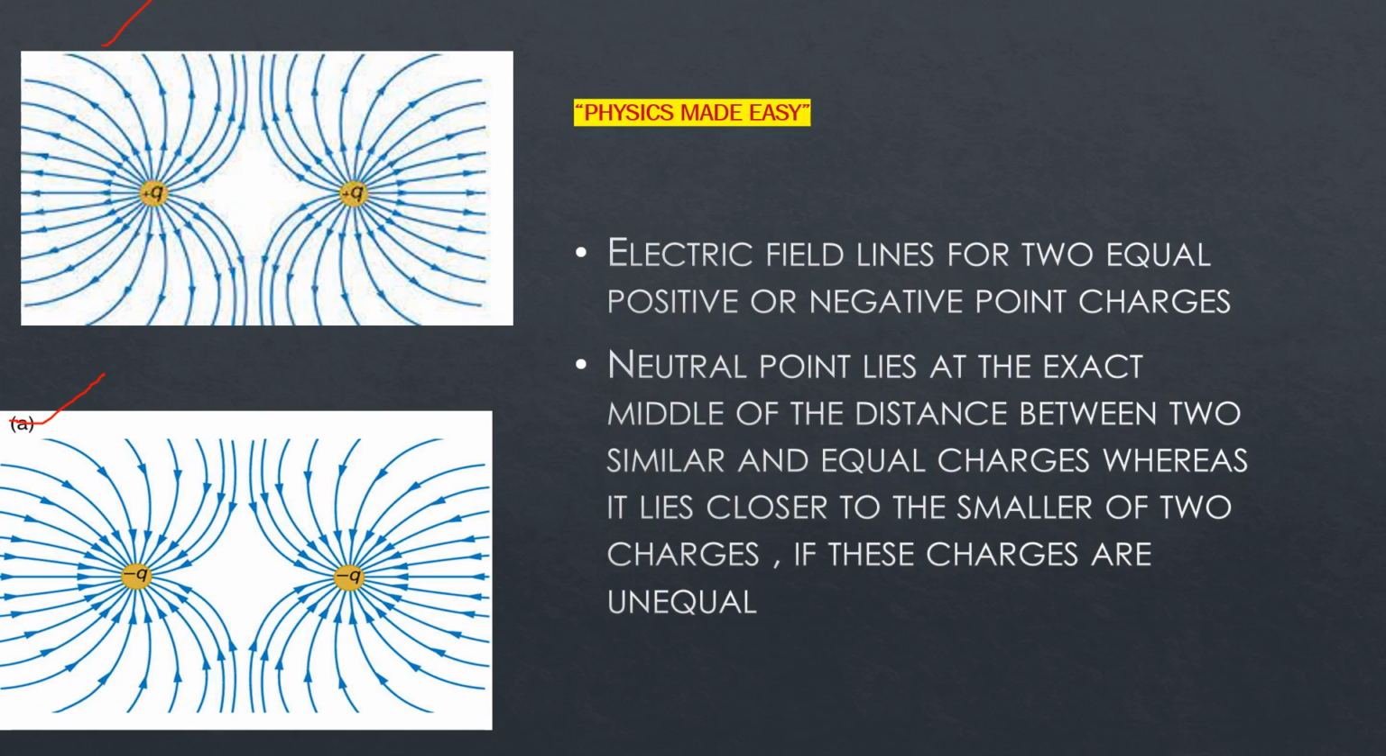So now we can consider another topic, that is the neutral point. So what is a neutral point? The neutral point is denoted by the symbol N, and it is that point where the net electric field intensity is 0. So for two similar point charges, the neutral point lies exactly at the same distance from these two charges, whereas it lies closer to the smaller of the two charges if these charges are unequal.